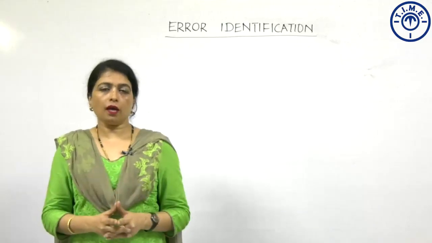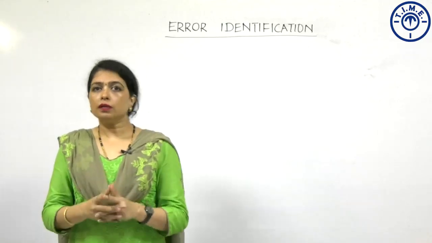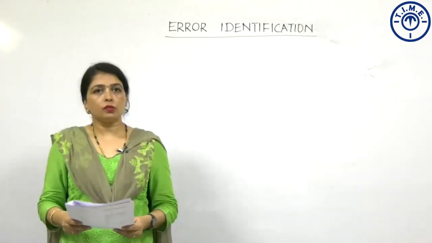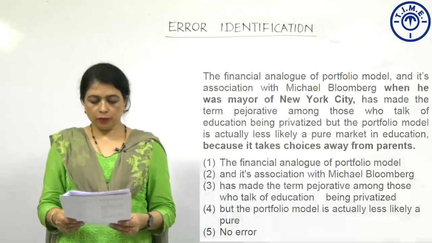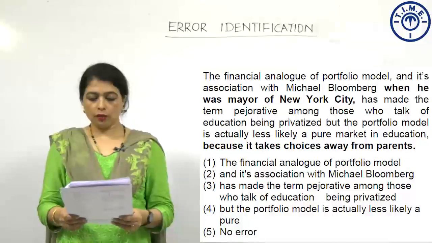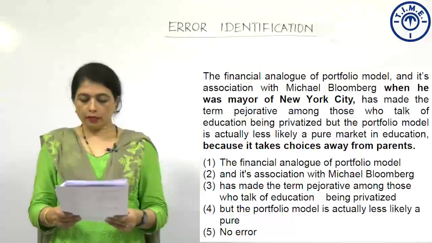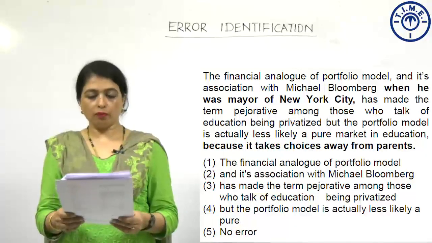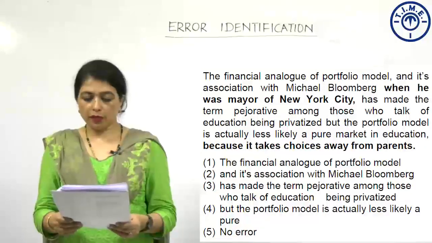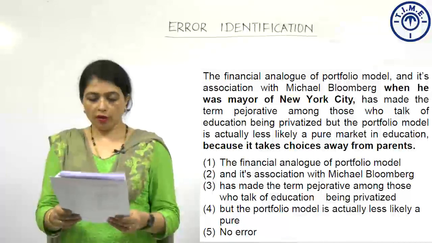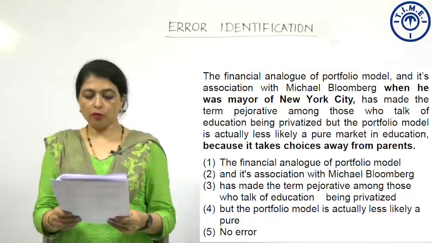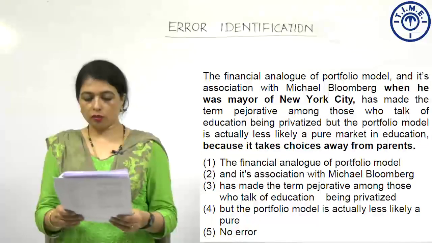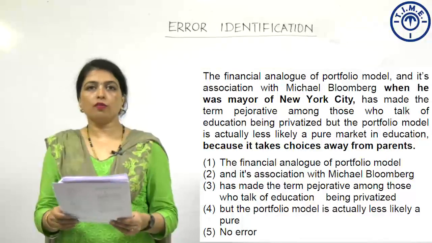So let's begin. I have a few questions for you which will really give you an insight into how to answer these questions correctly. Look at the first question as it appears on the screen for you. The financial analog of portfolio model and its association with Michael Bloomberg when he was mayor of New York City has made the term pejorative among those who talk of education being privatized, but the portfolio model is actually less likely a pure market in education because it takes choices away from parents.